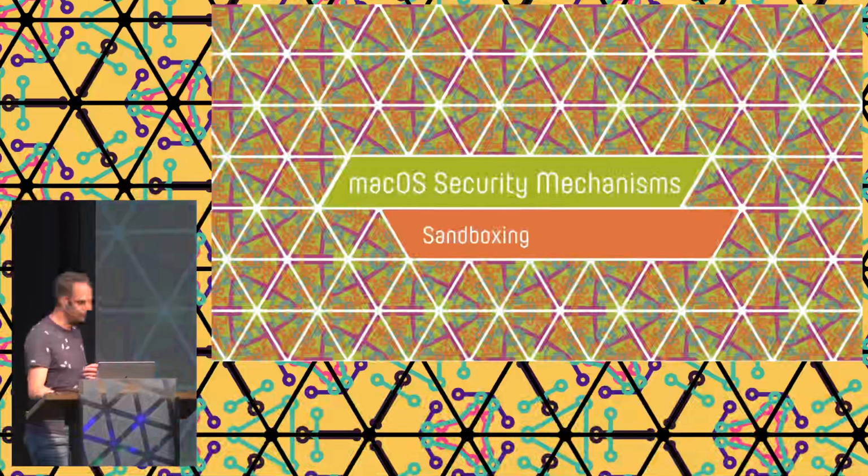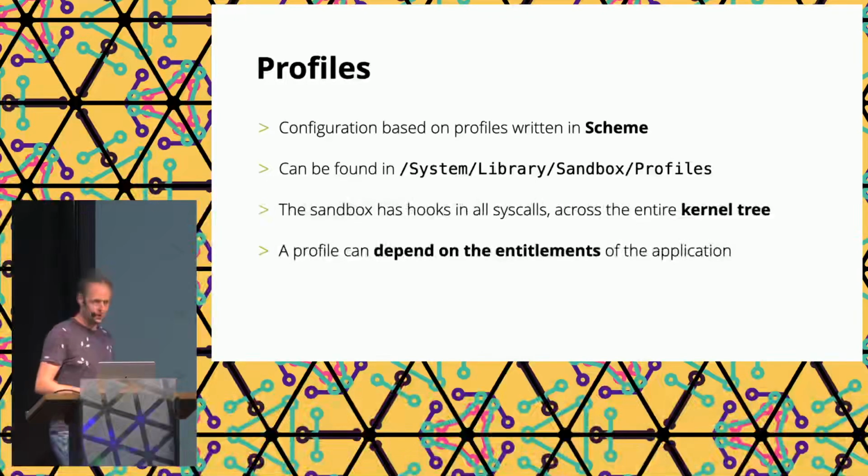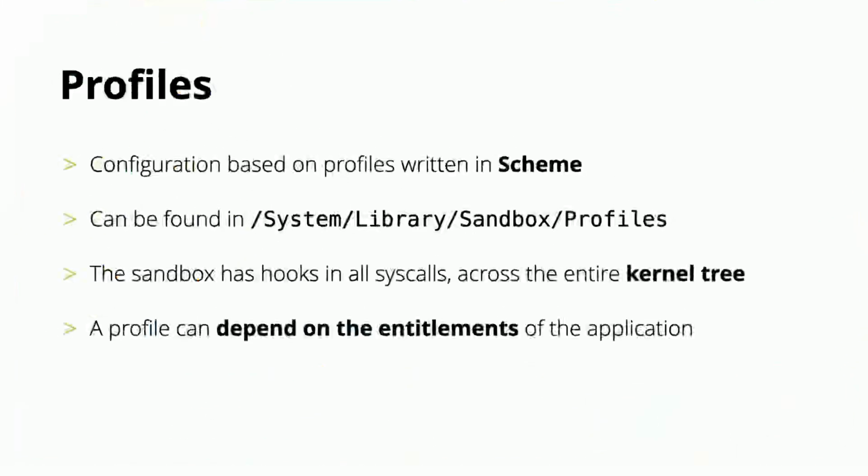Then you have the sandboxing implementation, which was introduced in Leopard, and it uses an allow list for syscalls a process can use. It's handled by a kernel extension, but most of the parsing is done by a user space daemon. The sandbox is configured using a profile which is written in the Scheme language, and most profiles can be found in the system library sandbox profiles directory. And the sandbox has hooks all across the kernel source tree. So it can be very fine-grained in what the sandbox will actually allow or block.